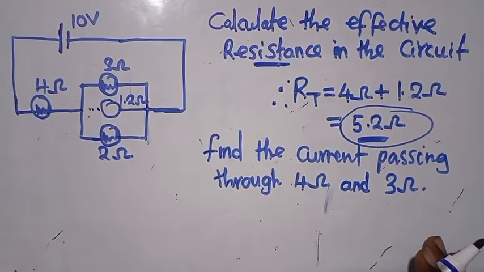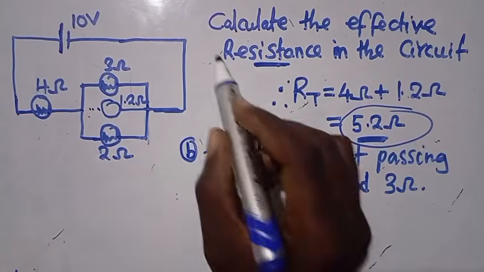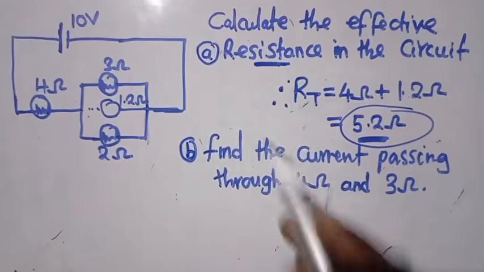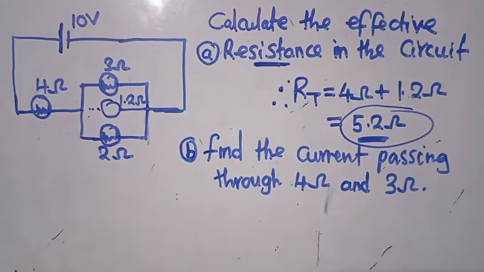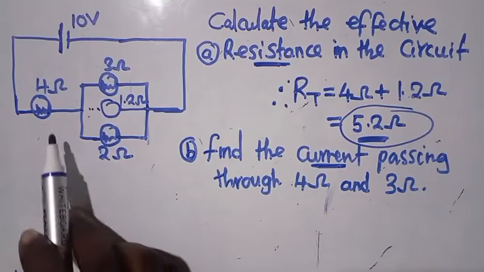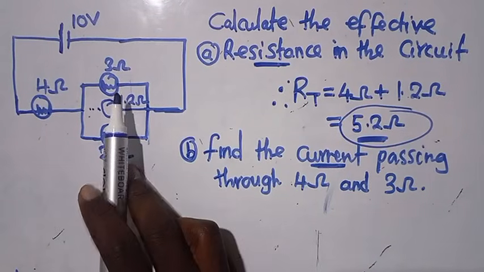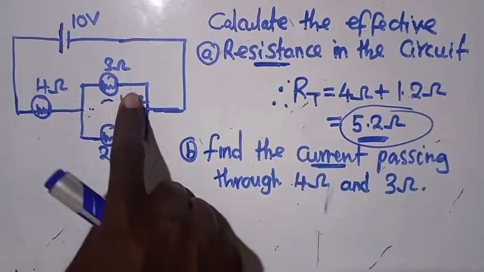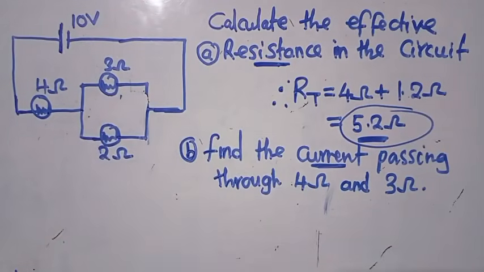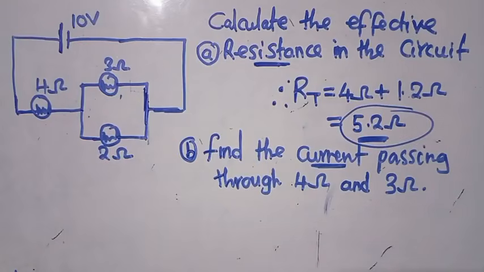So this is how questions will be coming. I will say this is B, this was A. You are given this particular question. They want you to find the current that is passing through the 4 ohm resistor and the 3 ohm resistor. Before you even answer this question, there are certain things that you need to know and understand.